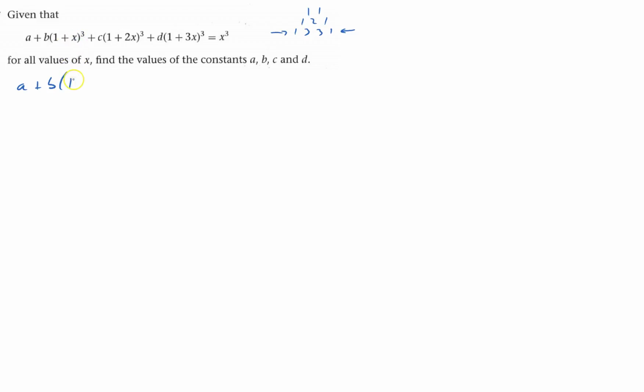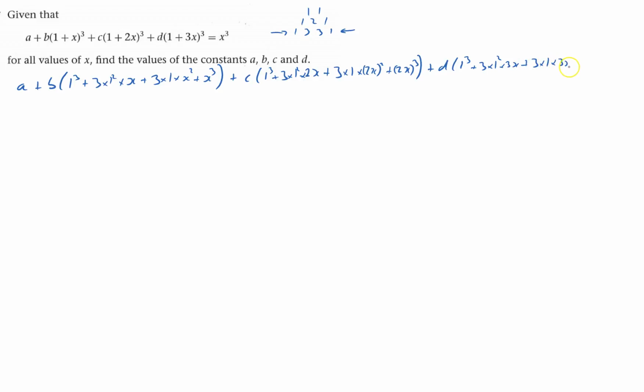b times, that'd be 1 cubed plus 3 from there times 1 squared times x plus 3 times 1 times x squared plus x cubed, plus c times 1 cubed plus 3 times 1 squared times 2x plus 3 times 1 times 2x squared plus 2x cubed, and finally plus d times 1 cubed plus 3 times 1 squared times 3x plus 3 times 1 times 3x squared plus 3x cubed, and that equals x cubed.